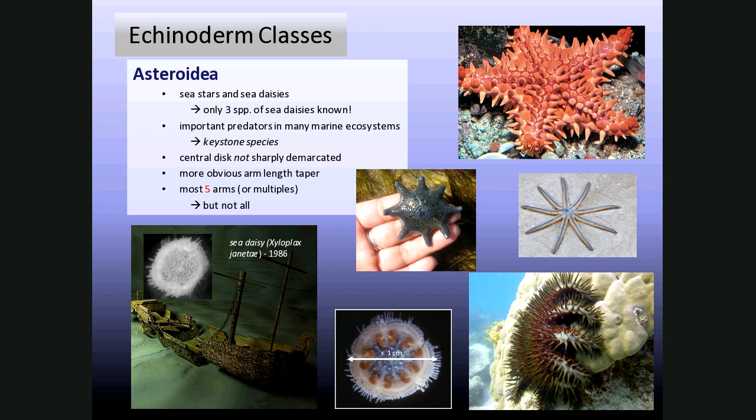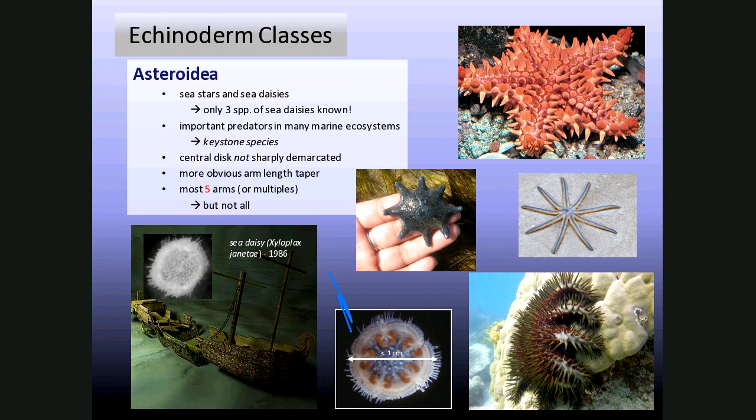Okay, let's look at the classes of echinoderms to wrap this group up. The first class is the Asteroidea group. Those are the sea stars, aster stars, so that fits very nicely in there. Sea stars and these cool things called the sea daisies. Down below, that's a sea daisy. Not very big, they're only about a centimeter.